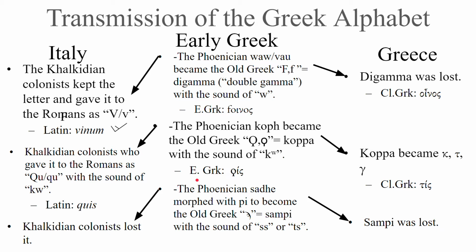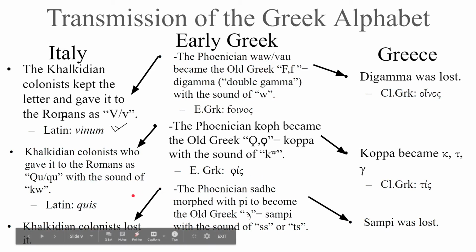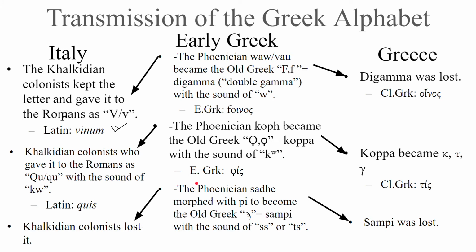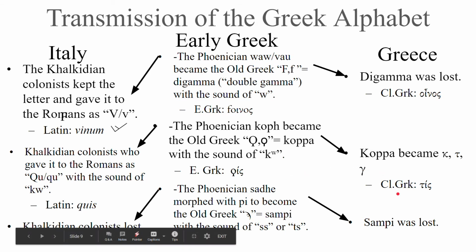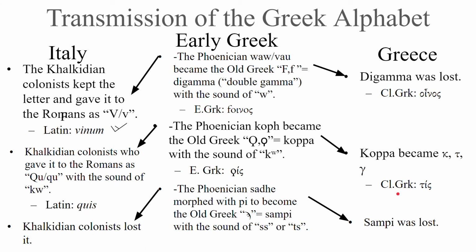And then the Phoenician sadhe morphs with pi to become the Old Greek sampi. And that sound, with a double S or a TS, was so weird that the Chalcidians were like, no, just no. And so the Chalcidians didn't even bother to give it to the Italians. The Italians are like, what's that over there? What's that letter? And the Chalcidians say, oh, you wouldn't like it. And so the Italians didn't ask after it anymore. But the same thing happened on the Grecian mainland. The sampi, as fun as it may be, was ultimately lost.